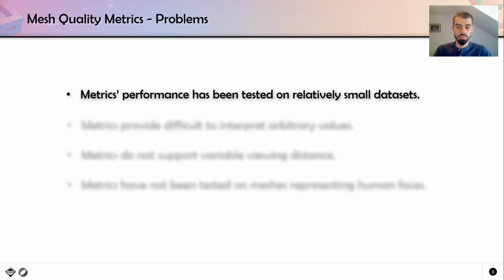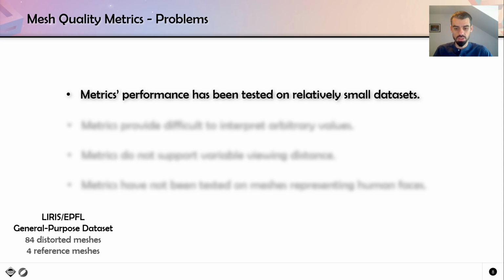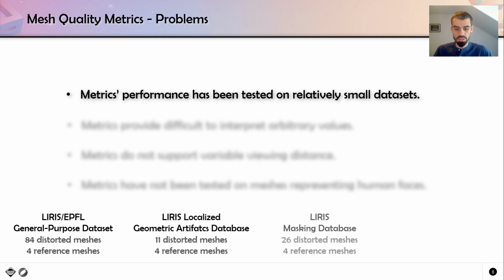However, there are a few problems with them. First of all, in contrast to image quality metrics, these metrics were often evaluated on relatively small datasets composed of just a few base meshes. For example, Lavoué's EPFL general purpose dataset is composed of only 88 distorted meshes, generated from 4 reference meshes. Lavoué's localized geometric artifacts database and masking database are even smaller. In contrast, our dataset is composed of 2400 distorted meshes that originate from 100 references.